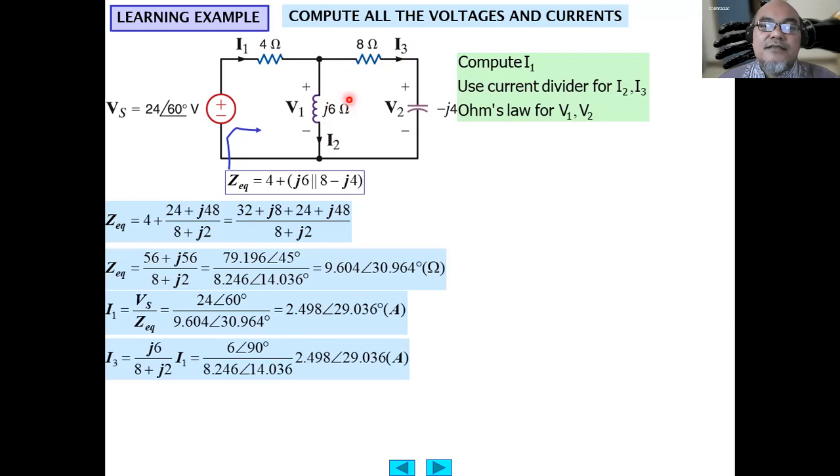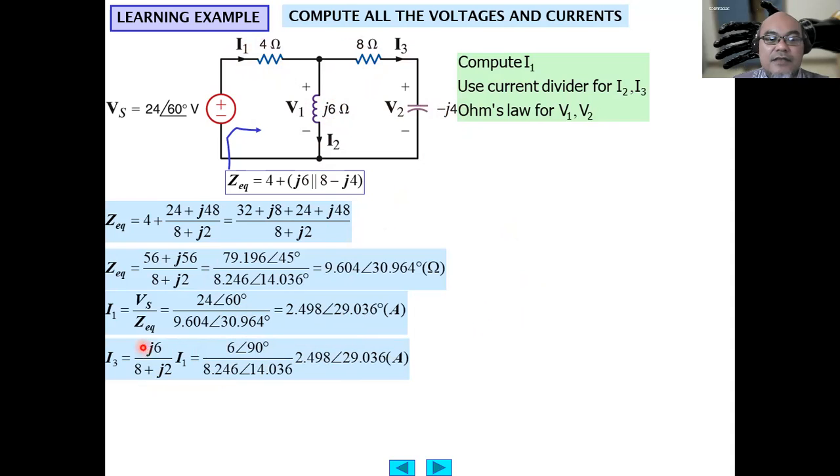I3 equals, using the current divider formula, j6 divided by 8 plus j6 minus j4, or 8 plus j2, multiplied by I1. So remember the current divider formula from semester 1. Then here I1 is this value.